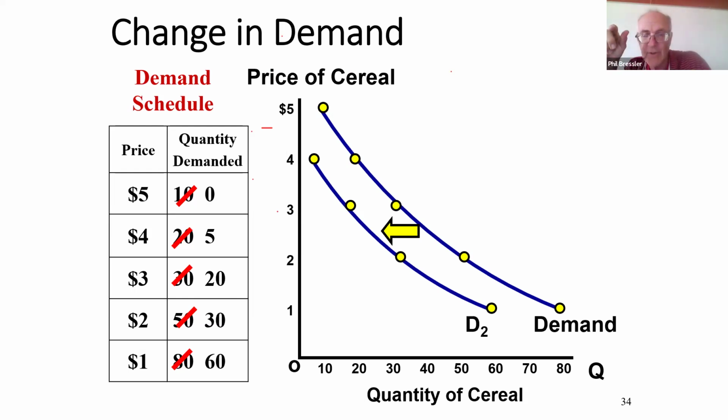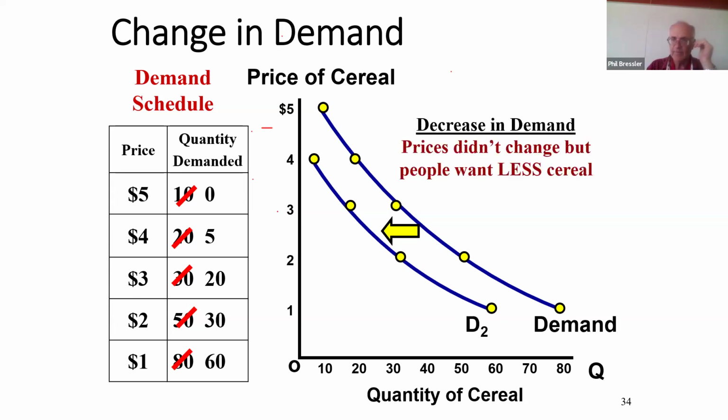And again, at every price, at $4, people are buying less. At $3, at every price, people are buying less. Again, that's a change in demand, a decrease in demand, a shift in demand. Okay.